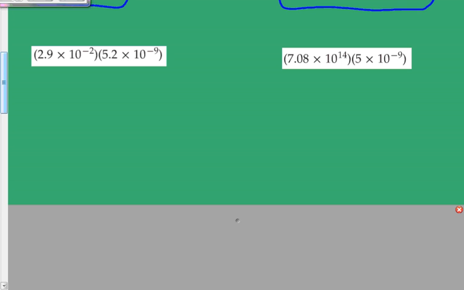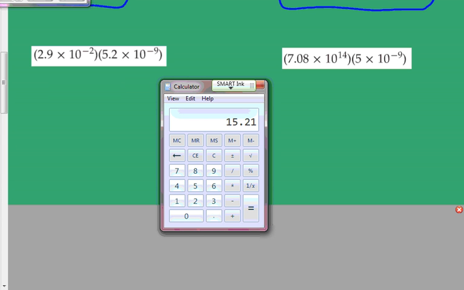Make sure we've got this. We'll do 2 more like this. Bring up our calculator again and clear it out. We're going to do 2.9 times 5.2. We get 15.08 times 10. Negative 2 plus negative 9 makes a negative 11. And then we'll have to move our decimal back: 1.508 times 10. And if we added 1 because we moved back to the left, it'll be negative 10.